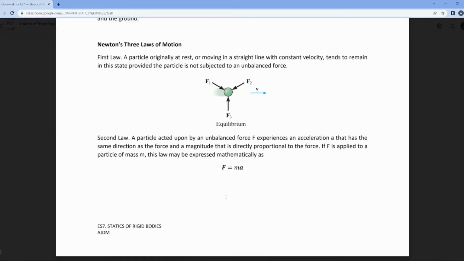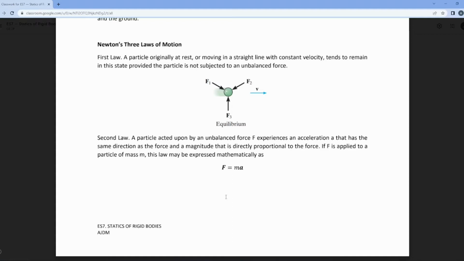Next, we have Newton's three laws of motion. We are all familiar with this. The first law states that a particle originally at rest or moving in a straight line with constant velocity tends to remain in this state provided the particle is not subjected to an unbalanced force. So kung may object na nakatigil, mananatili siyang nakatigil kung hindi mo siya gagalawin. I mean, kung hindi ka mag-a-apply ng force sa kanya.